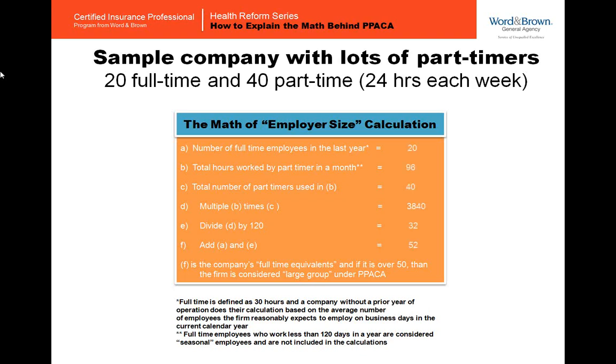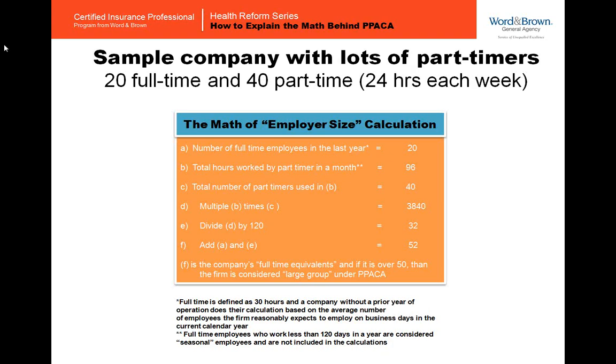What we have is the total number of full-time employees is 20. B, total hours worked by a part-timer in a month. Well, if a part-timer works 24 hours a week, 4 weeks, it's 96 hours in a month. How many part-timers did that? 40. 40 times 96 gives you the total number of part-time hours worked, 3,840. We divide by our 120 because that's our seasonal definition, and we end up with 32 full-time equivalents. And that ends up with a company over the limit. This company with 20 full-time people is a 52 full-time equivalent company.